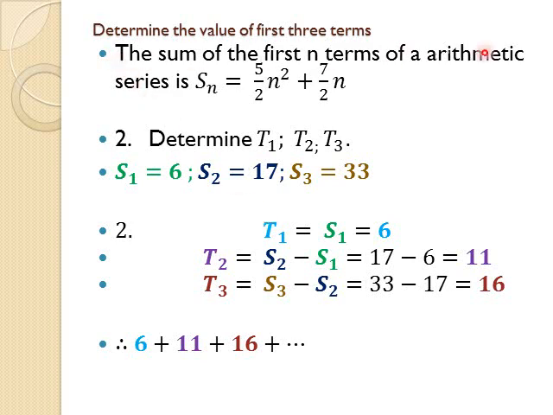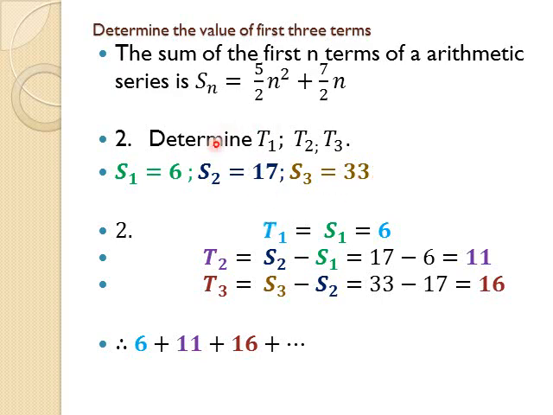Right, so there, given the same item, sum of n terms given by that, determine term 1, term 2, term 3. So to determine those three terms, we must first have the sum to 1, which we found in the previous problem, is 6. Sum to 2 terms, 17, and sum to 3 terms, 33. Take note, these are not the first three terms. This means I've added 2 terms to get 17. This means I've added 3 terms to get 33.